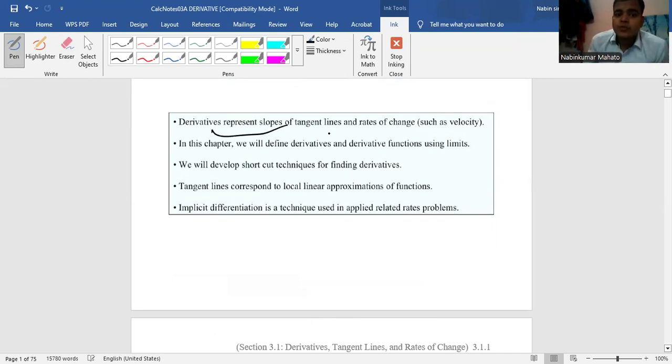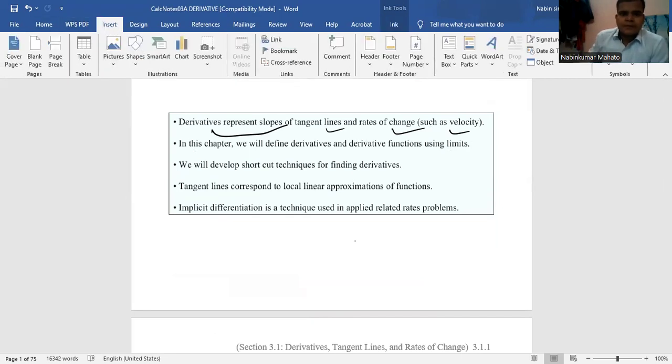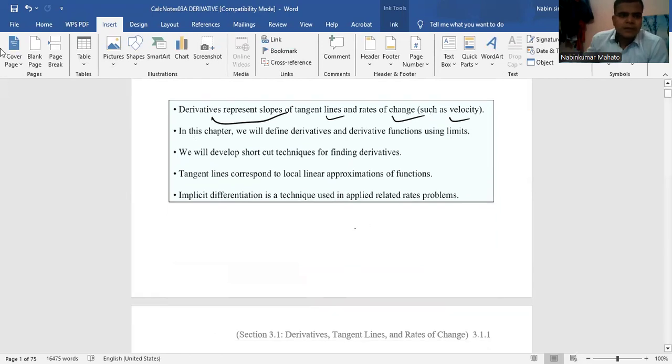Derivatives represent the slope of tangent lines and rate of change such as velocity. Do you know what velocity is? First of all, velocity means, look at once again. Velocity means, look at here.